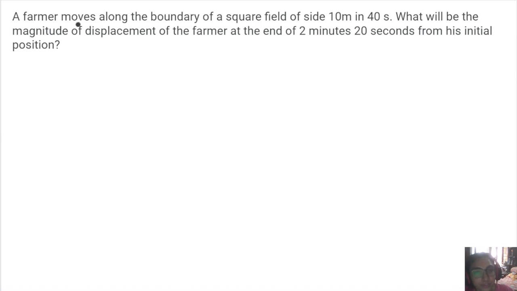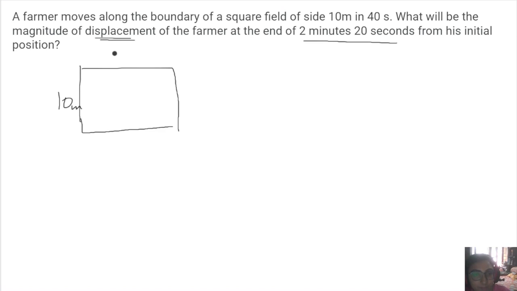So the first question says that a farmer moves along the boundary of a square field of side 10 meter in 40 seconds. What will be the magnitude of displacement of the farmer at the end of 2 minutes 20 seconds from his initial position? Okay. So at first it says that the farmer moves along the entire boundary of the square field in 40 seconds. Each side is 10 meter.